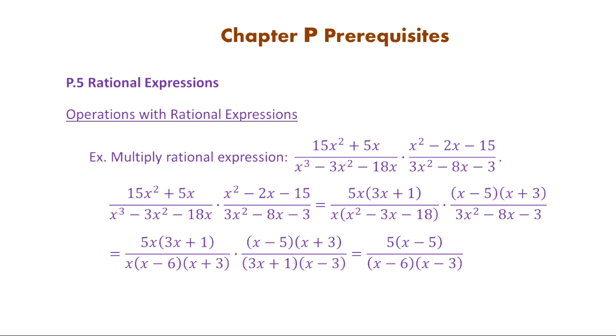And also x in the first expression can also be cancelled. So after those cancellations, what is left is just 5 times x minus 5 on the top and x minus 6 times x minus 3 at the bottom.